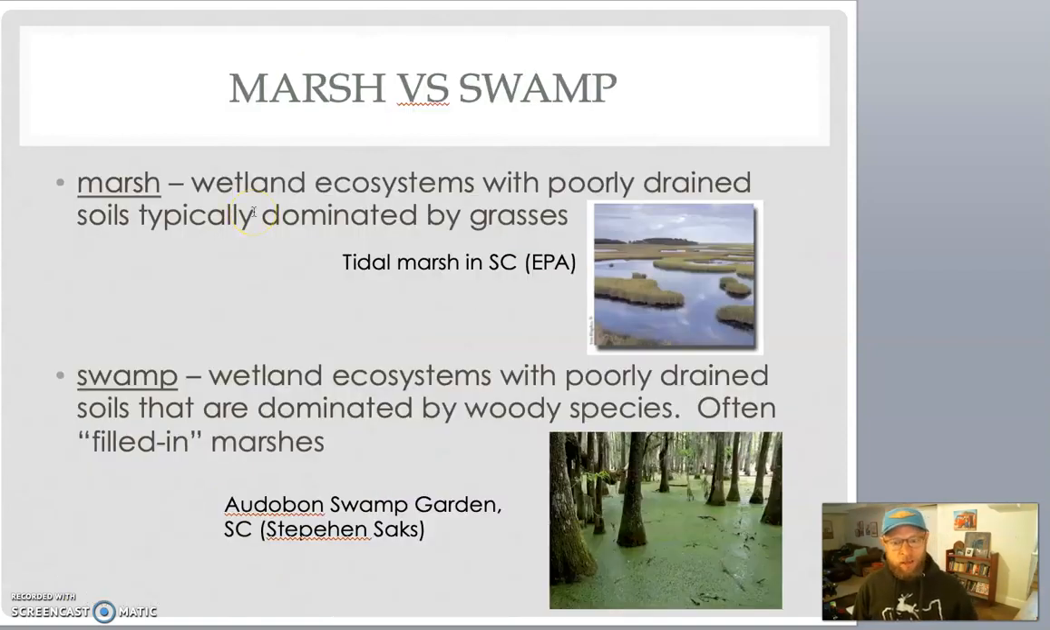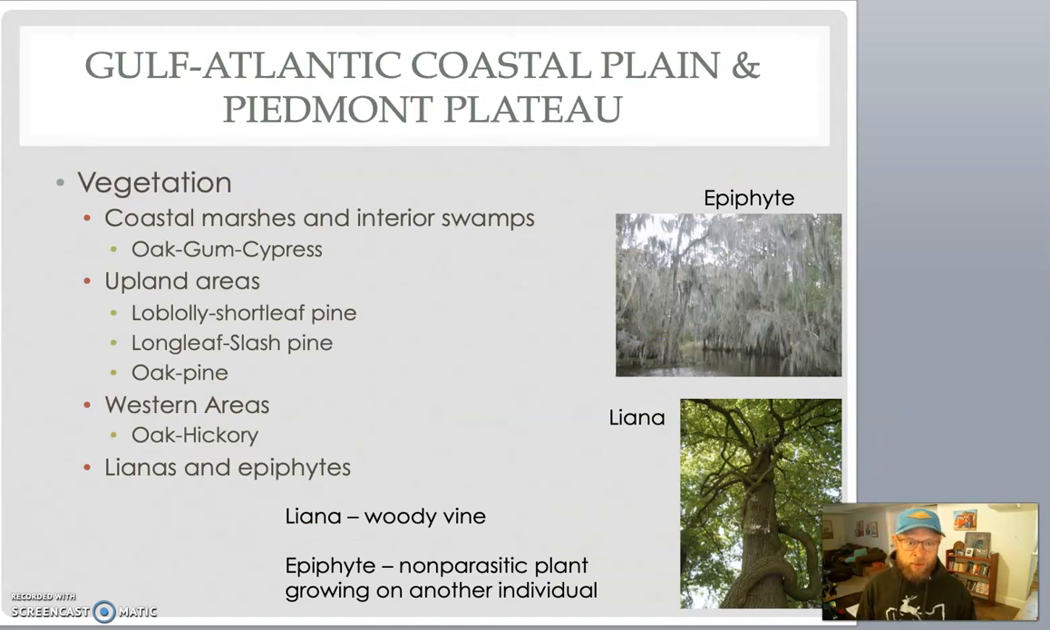And then in that intro slide, two slides ago, I mentioned marshes and swamps. And so just so you're clear on the difference, a marsh is a wetland ecosystem that has poorly drained soils, but it's dominated by grasses or herbaceous plants. So this picture shows, we don't really see any trees in this area. Whereas a swamp is the same conditions as far as poorly drained soils, but it's dominated by woody species. And so a swamp is kind of like a filled-in marsh, if you will. So that's the difference between swamp and marsh, just thinking about the vegetation.